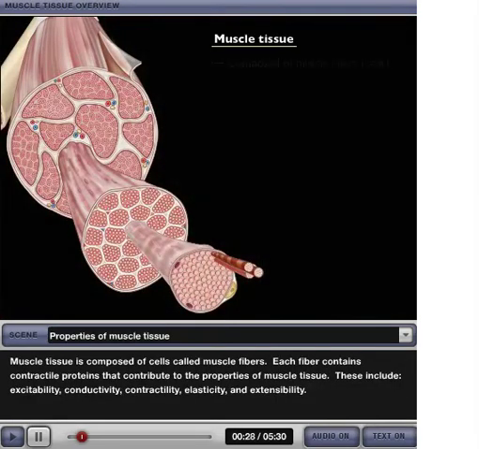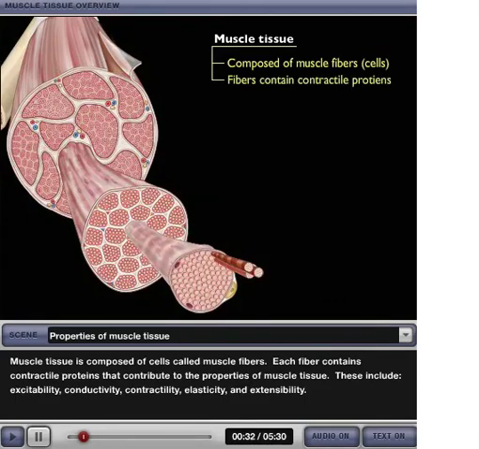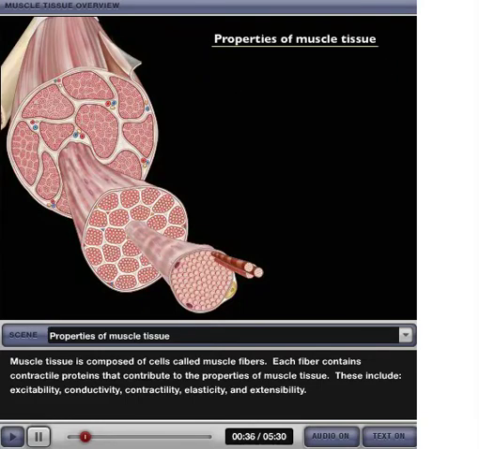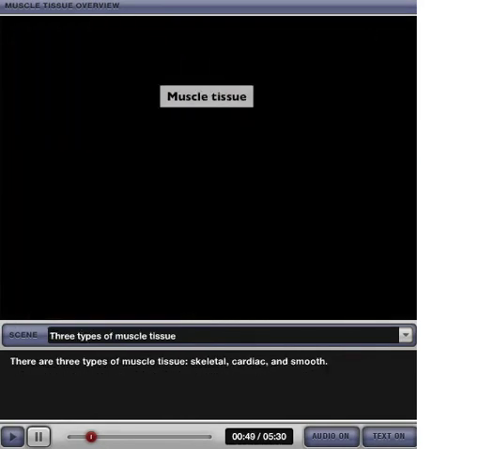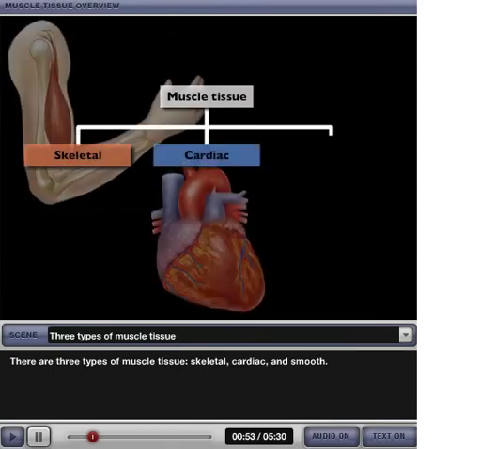Muscle tissue is composed of cells called muscle fibers. Each fiber contains contractile proteins that contribute to the properties of muscle tissue. These include excitability, conductivity, contractility, elasticity, and extensibility. There are three types of muscle tissue: skeletal, cardiac, and smooth.